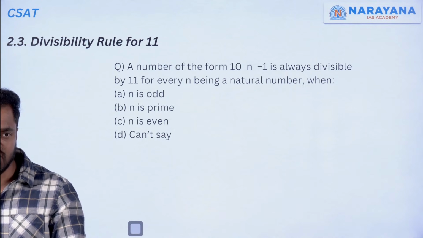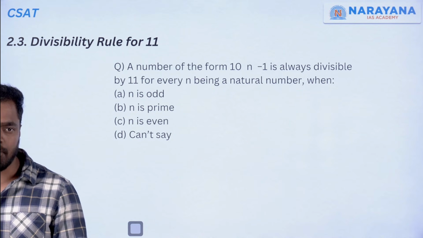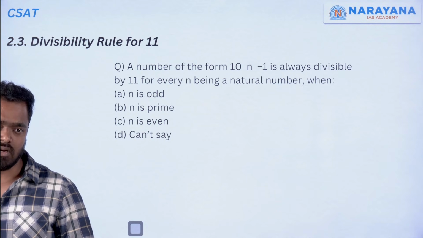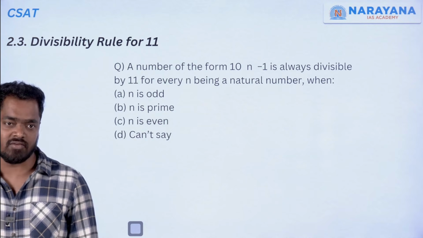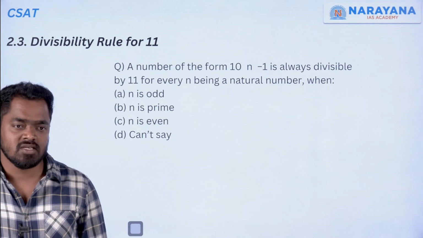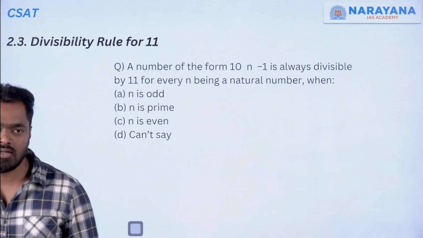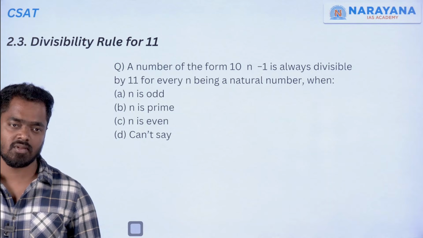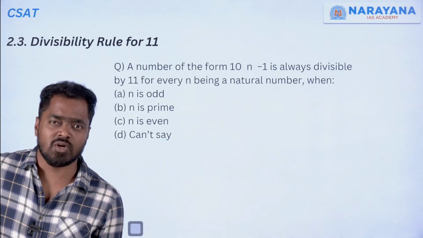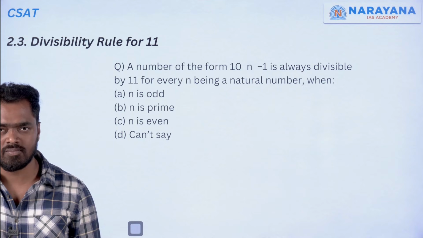So the next question reads, a number in the form of 10 to the power n minus 1 is always divisible by 11 for every n being a natural number. When? The options are: if n is odd, if n is prime, if n is even, can't say. So you have to apply the divisibility rule of 11, or else you can use any other trick. So try to solve the question, take time, try to solve.